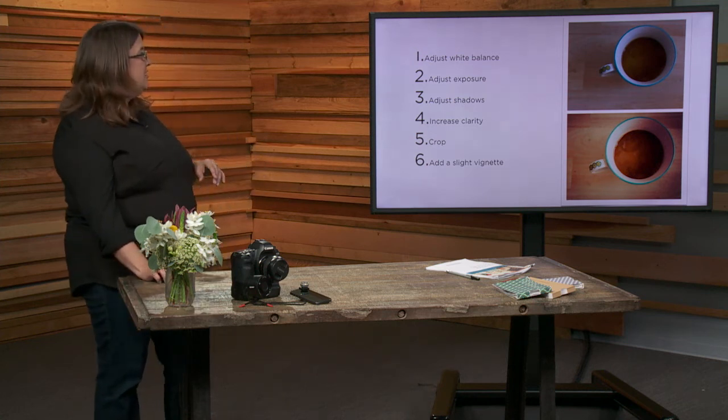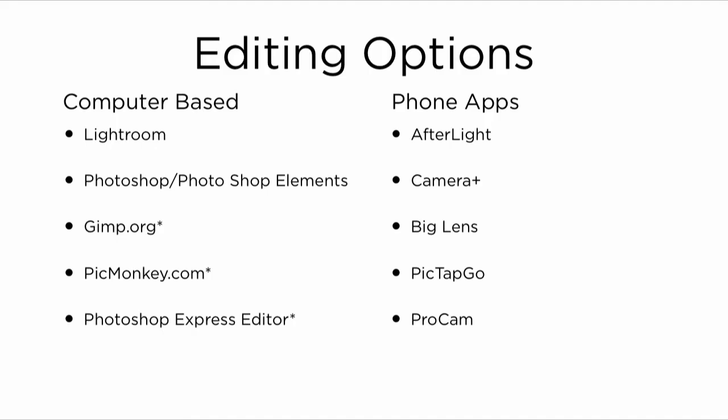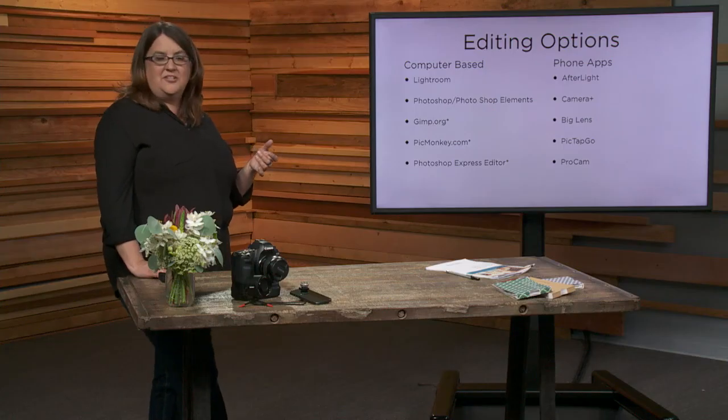So for editing, you've got a few options. I like, on the computer side, to use Lightroom. That's my go-to. Photoshop Elements, you can do all of those 6 things that we listed. GIMP is an online editing option, as is PicMonkey and Photoshop Express Editor. And so those are online, and I believe GIMP and PicMonkey are free, so that's always a nice option.